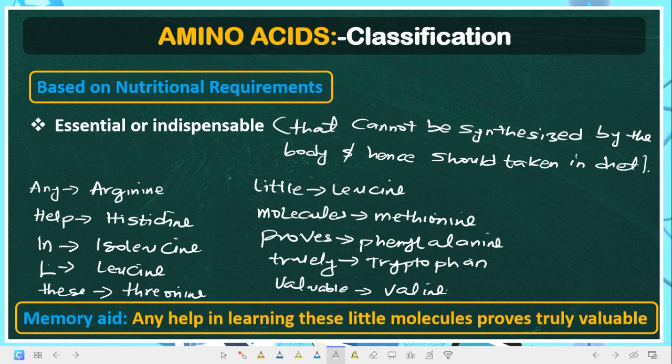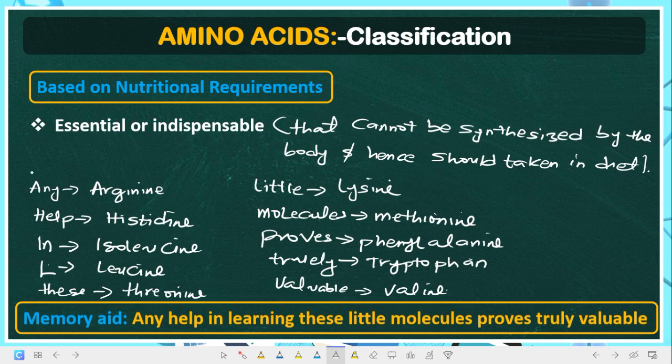A is arginine, H is histidine, then isoleucine, leucine, then this is threonine. We've written leucine before, so any help in learning this is little. The other one will be lysine, because we've written that before. So here we have lysine. So these are the 10 essential amino acids, those that the body cannot synthesize. Hence, we need to take them into our body for metabolism and growth.